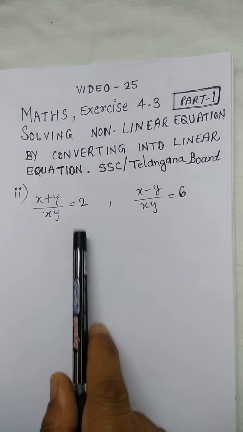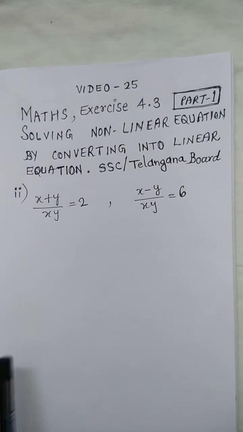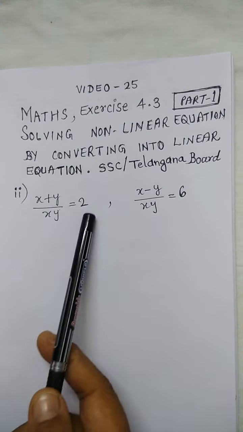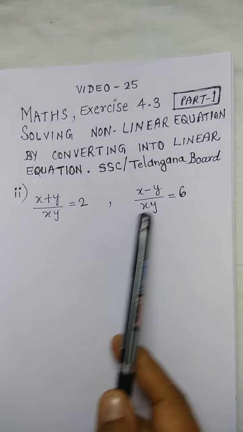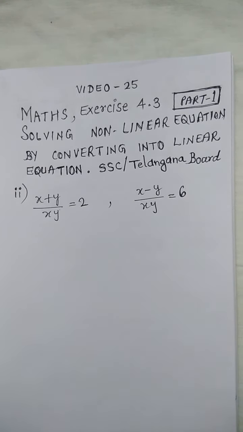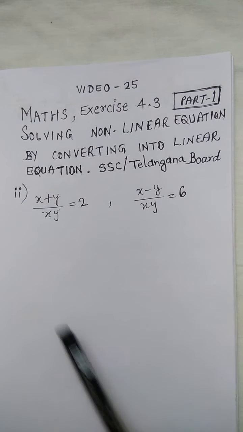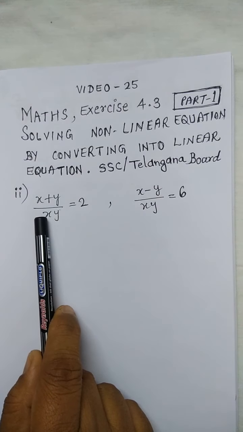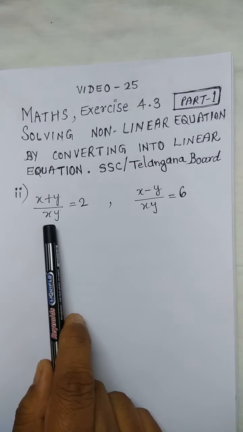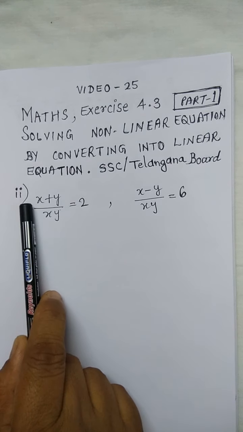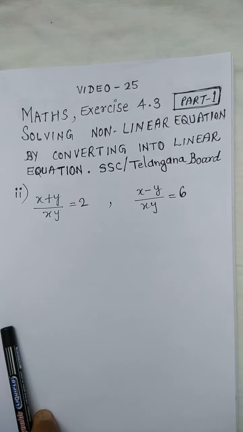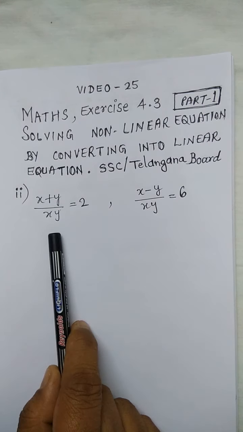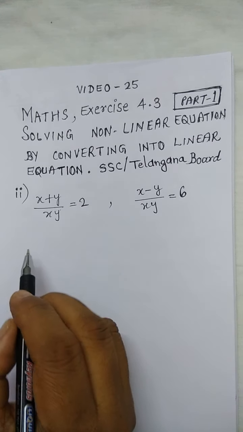Actually, this is the second problem from exercise 4.3. Here the question given is (x plus y) upon xy equals 2 and (x minus y) upon xy equals 6. Now how to solve this? What do we have to do? We have to separate this denominator for both. As it is a whole upon, it means this xy is the denominator of x as well as y. So let us write their denominators separately and see what we get. So let's start solving the problem.